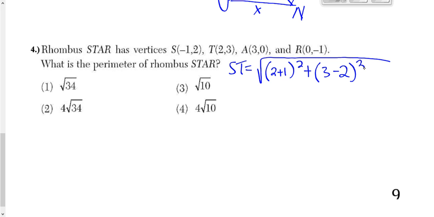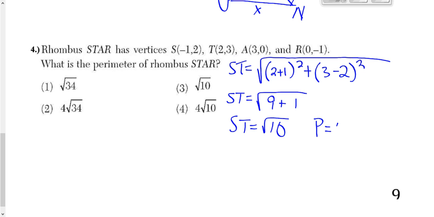Anybody get the length of ST yet? Just say it. Square root of 10. What's 3 squared is 9, plus 1 squared is 1, right? So ST equals the square root of 10. And again, that's one of the answer choices, but we're looking for perimeter. So what's a perimeter? 4 square roots of 10. There you go.